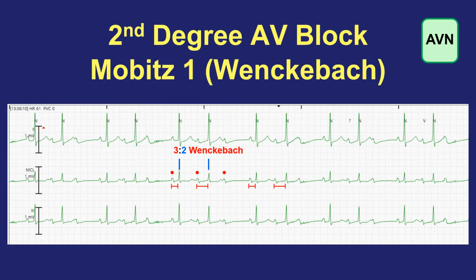If you want to get fancy, you can call this 3:2 Wenckebach, and that refers to the ratio of P waves to QRS complexes. There are 3 P waves for every 2 QRS complexes.